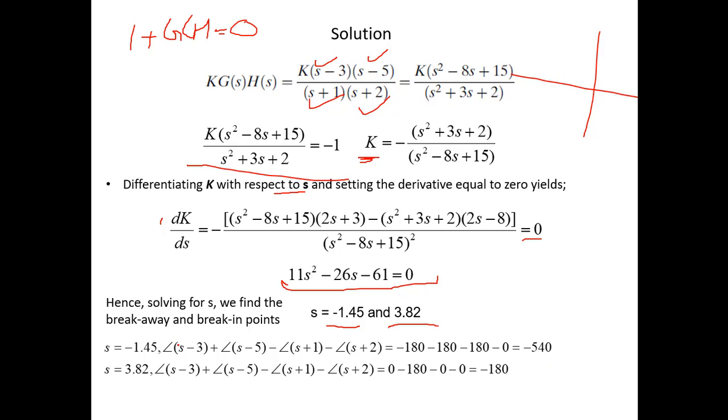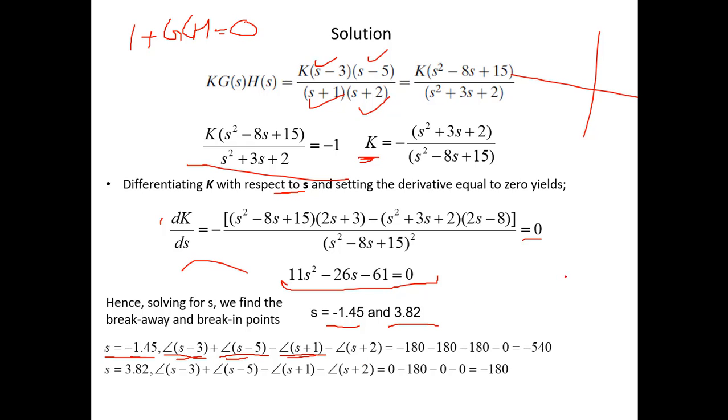So if s is equal to minus 3, the angle of s minus 3 plus the angle of s minus 5 plus the angle of s plus 1 plus the angle of s plus 2, you are now sitting at minus 1.45, and each of these will be at 180 degrees.